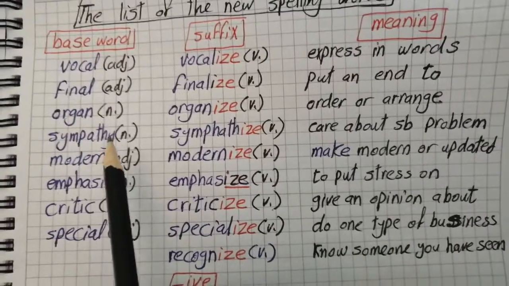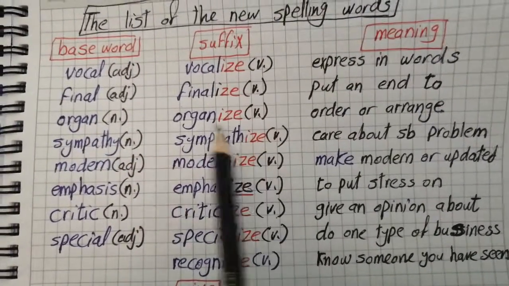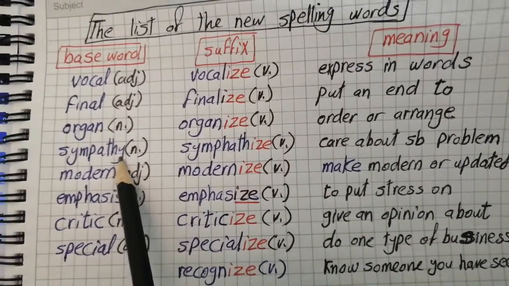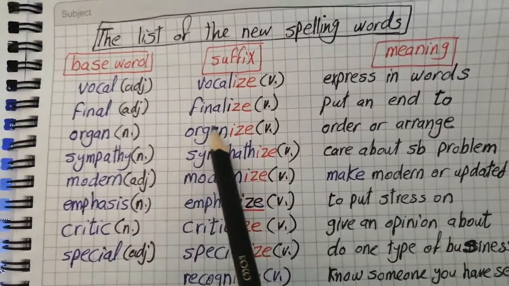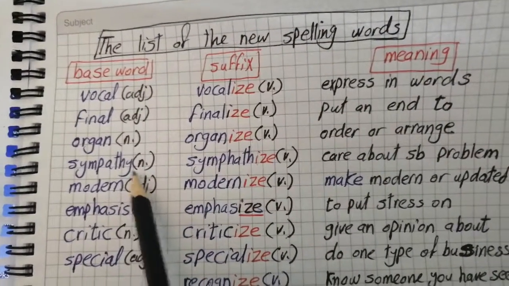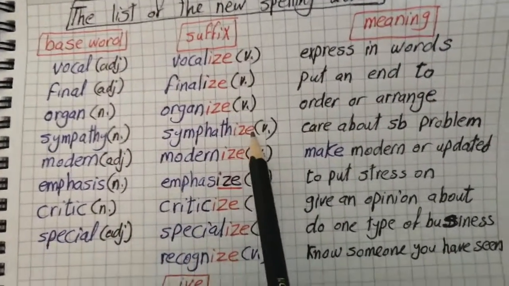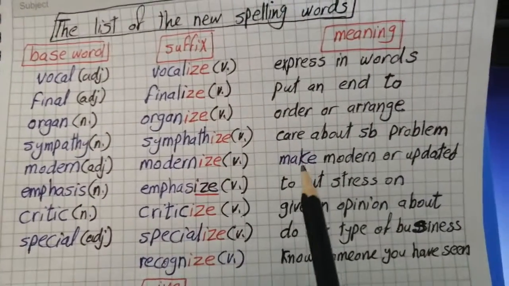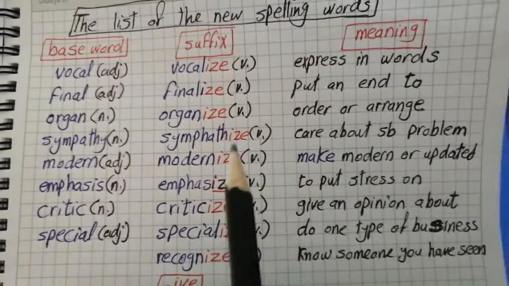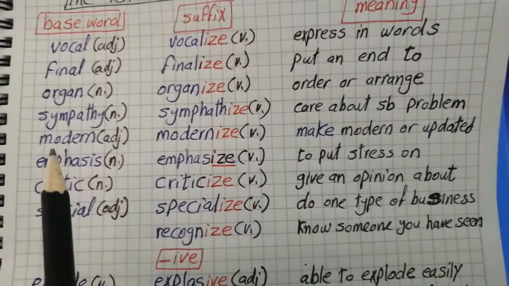Sympathy. Sympathy here, a noun. When I add IZE, change from a noun into a verb. And notice here the spelling change. Y is changed into I, or we drop Y, then add IZE. Sympathize means to care about somebody who has a problem, or to feel for him, or to support him.